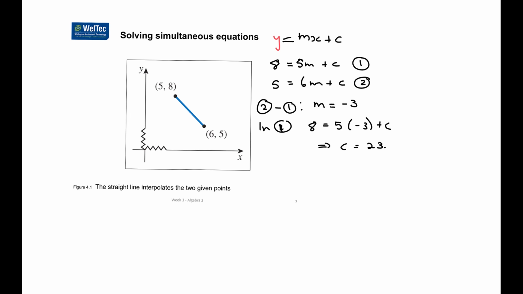So now our equation is y equals -3x plus 23. And then we can use that equation, if we think it's a linear relationship, to say, well, what happens when x equals, say, 4.1? So then we would just substitute into there and find that y was equal to 10.7.